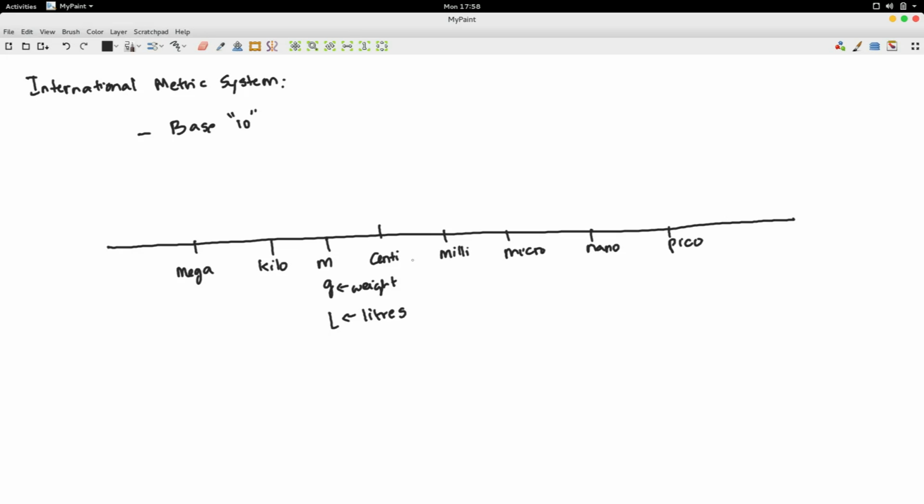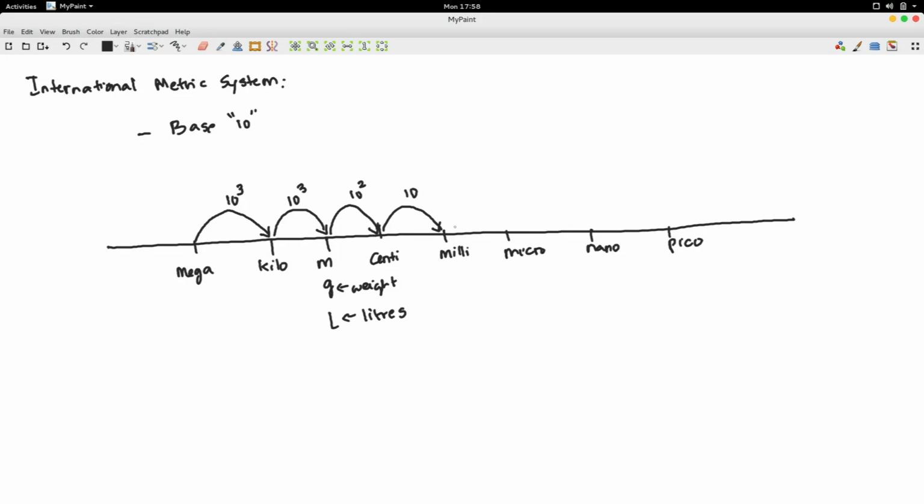So if you want to convert mega, which is a bigger unit, to kilo, you would just multiply it by 10 raised 3. From kilo to meter, it's another 10 raised 3. Meter to centi is 10 raised 2. Centimeter to millimeter is 10.